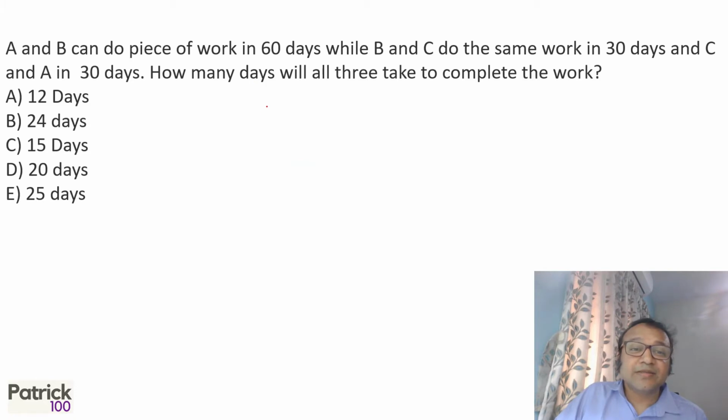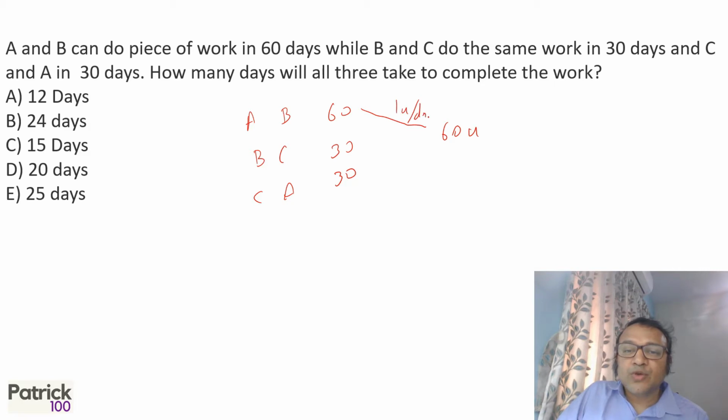A and B can do a work in 60 days. B and C can do the work in 30 days. And C and A can do the work in 30 days. So when you do the LCM of these three, it is 60. So we assume 60 units of work, LCM method. So that means when it's 60 days out here, per day they will do 1 unit of work. 60 units of work to be done in 60 days.